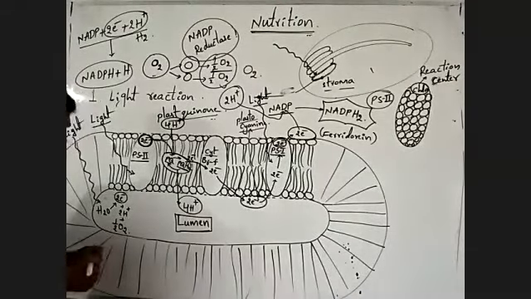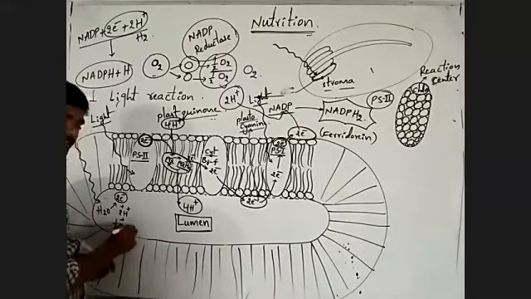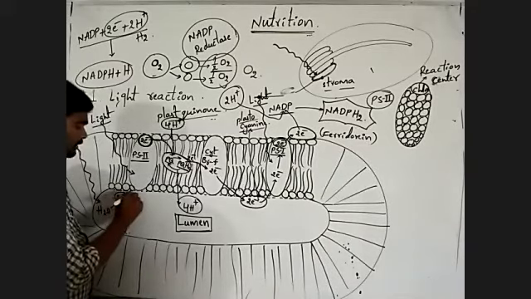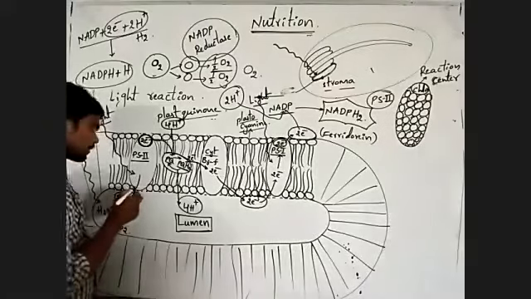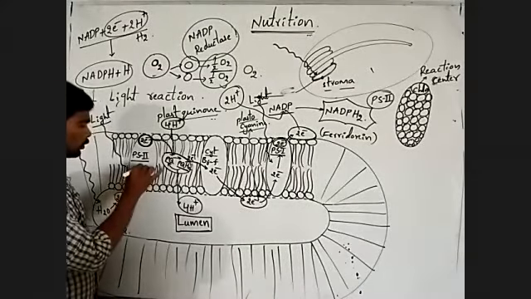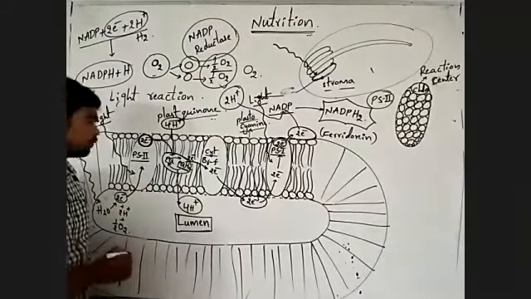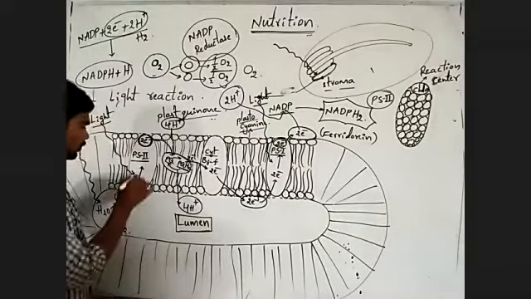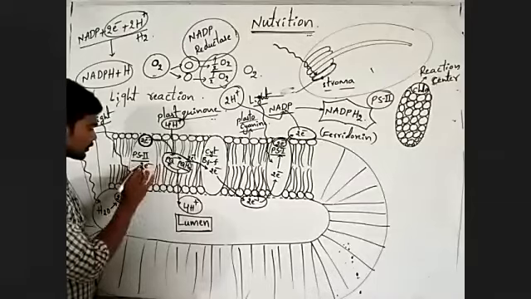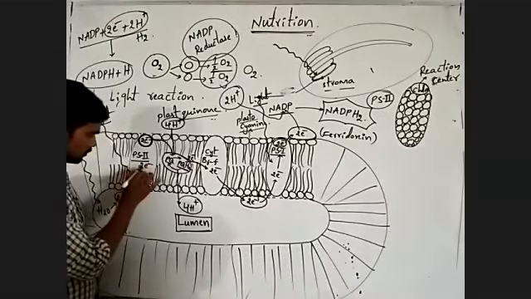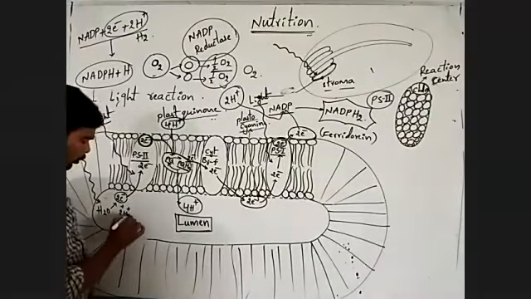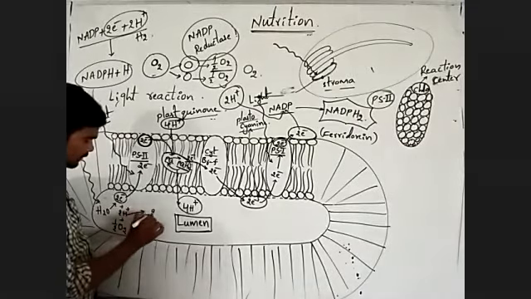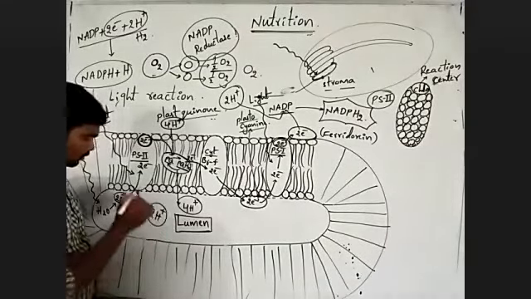Now what will happen? Of all these formed ones, two electrons are sent to the photosystem 2 to fulfill the number of electrons in photosystem 2. Okay, two electrons are sent. Two protons are released into the lumen.